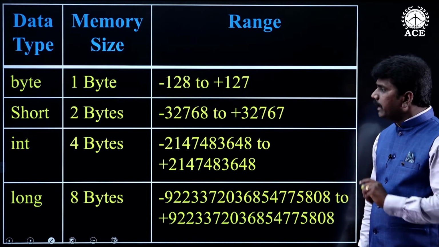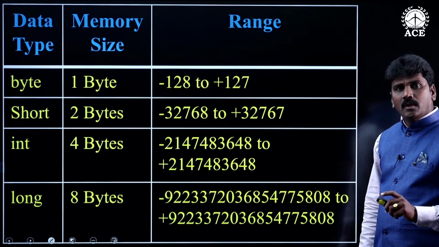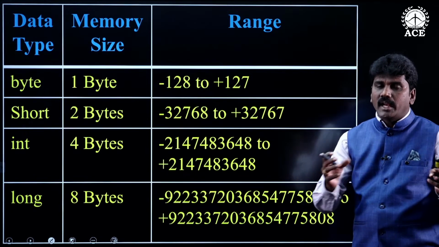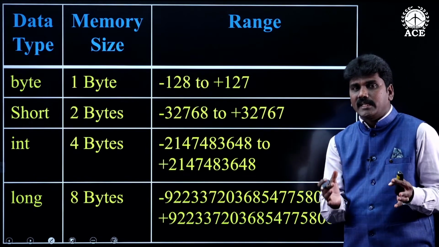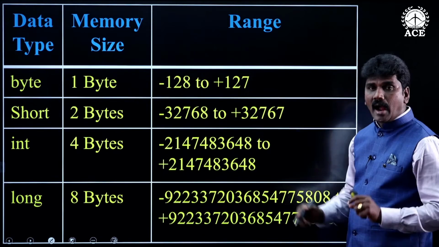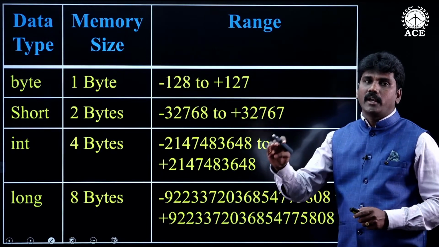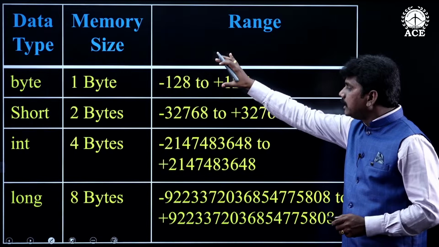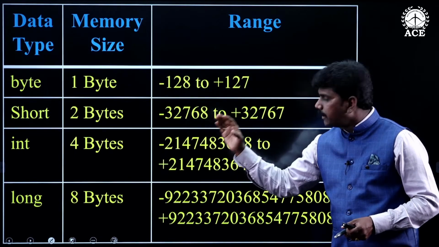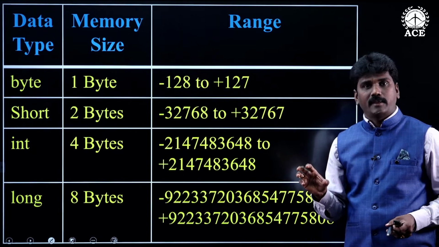Again, one more point I would like to add here. Primitive data types are again divided into two categories. One is the numeric data type and the second one is the non-numeric data type. Under the numeric data type, the entire integer group and floating point group will come. Means all four integer data types, byte, short, int, long, come under the numeric data types.